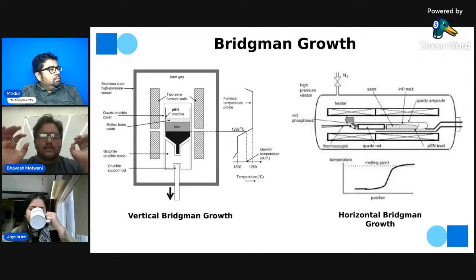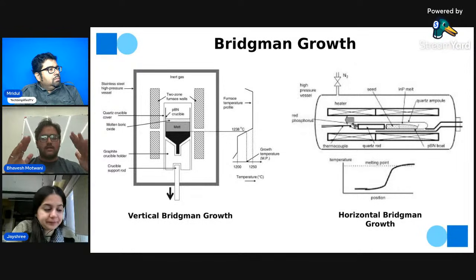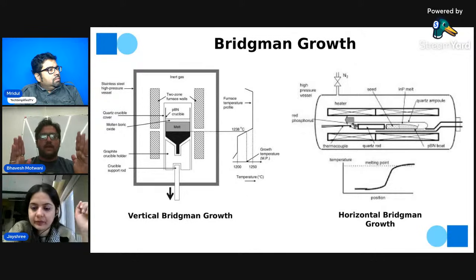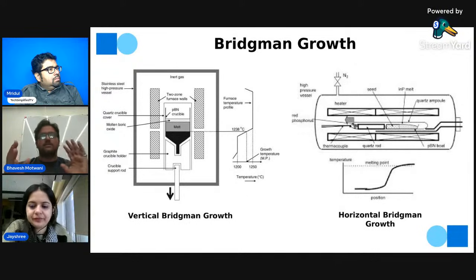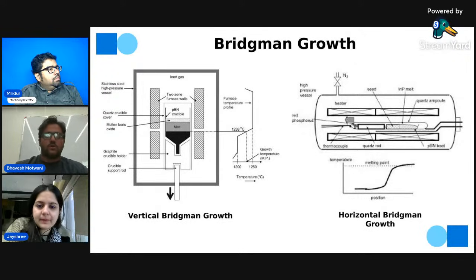But there is this thing where, from the hot to the cold zone, we can understand and maintain the temperature such that we get a whole ingot in a proper crystalline form. So in Bridgman, in the horizontal manner, there can be a huge convection. The defects can be there.